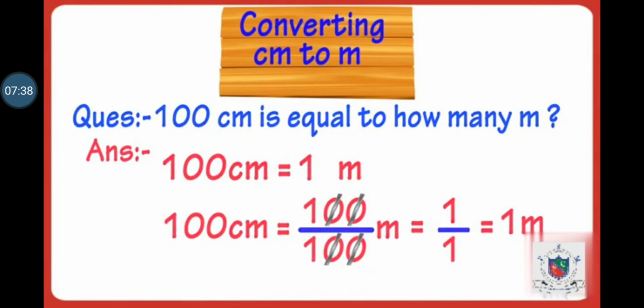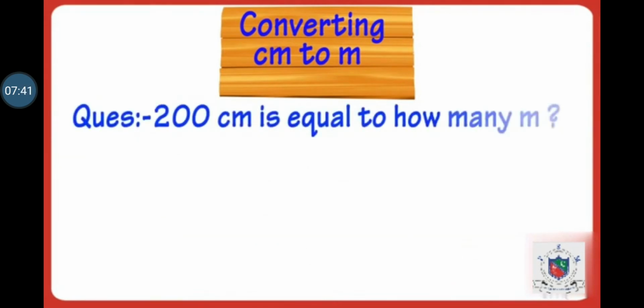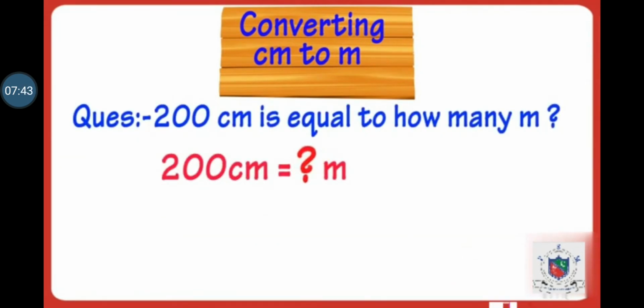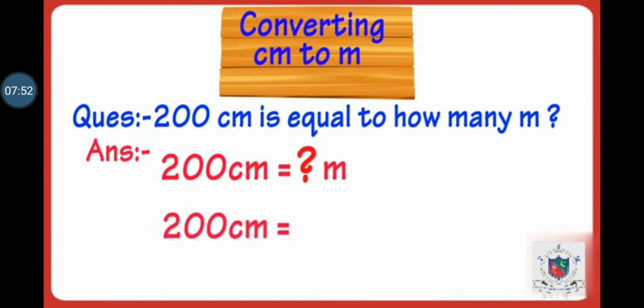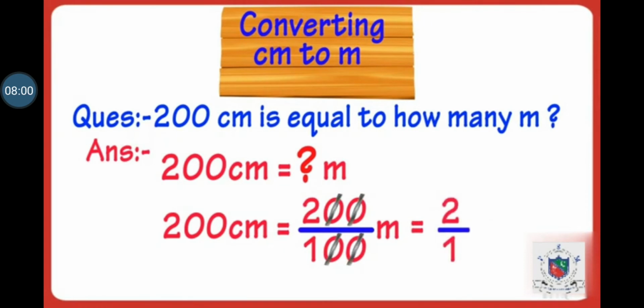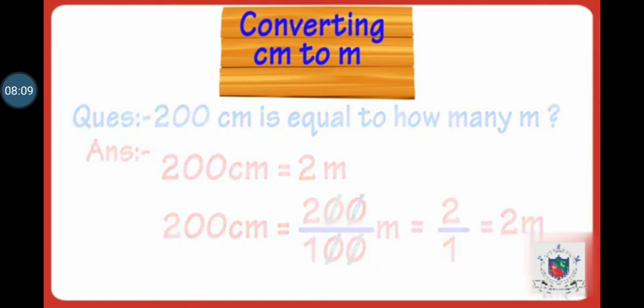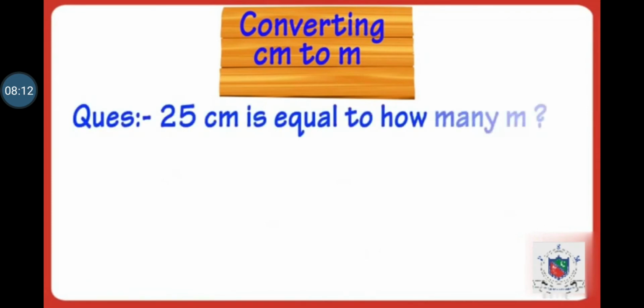So 100 centimeter will be equals to 1 meter. In the same way, 200 centimeter will be equal to how many meters? Again, we have to divide it by 100. So 200 divided by 100, and it will be changed into meters. After dividing 200 by 100, we are getting 2 meters, because in 1 meter there are 100 centimeters.